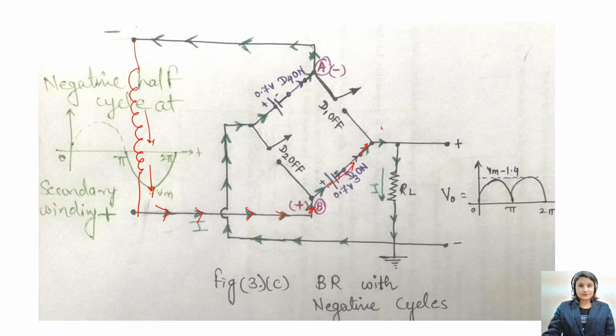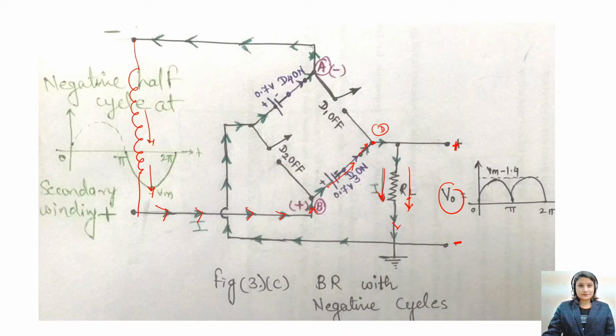At this point D node, the current will come once again. It will flow through RL, and see the direction of the current. It remains the same as it was in the positive cycle. So that is why the current is flowing in this direction. Here you are getting a positive voltage and here is negative of your output voltage.